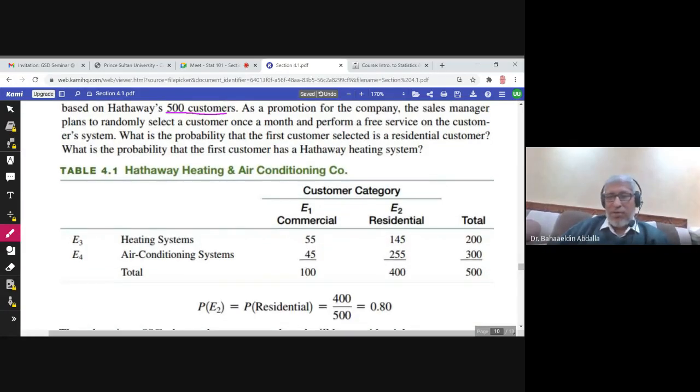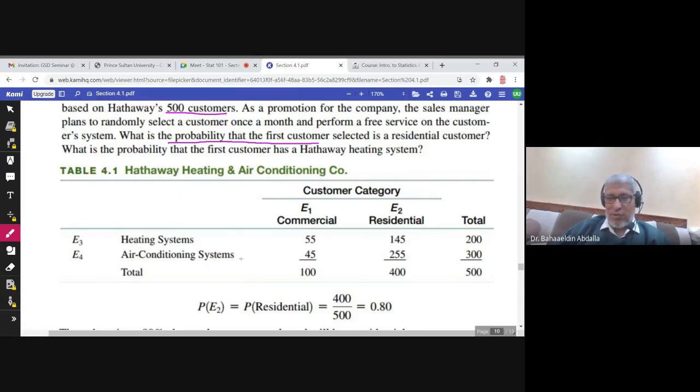So he needs the probability that the first customer selected is a residential customer. Notice here that this table, from where we got these numbers, an experiment had happened. We have seen before that among the 500 customers, 55 of them were commercial and used heating systems. This is an experiment, and these are trials.